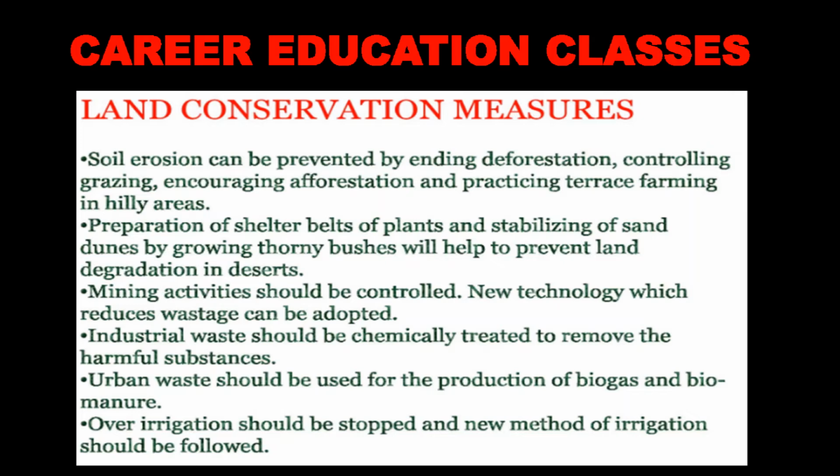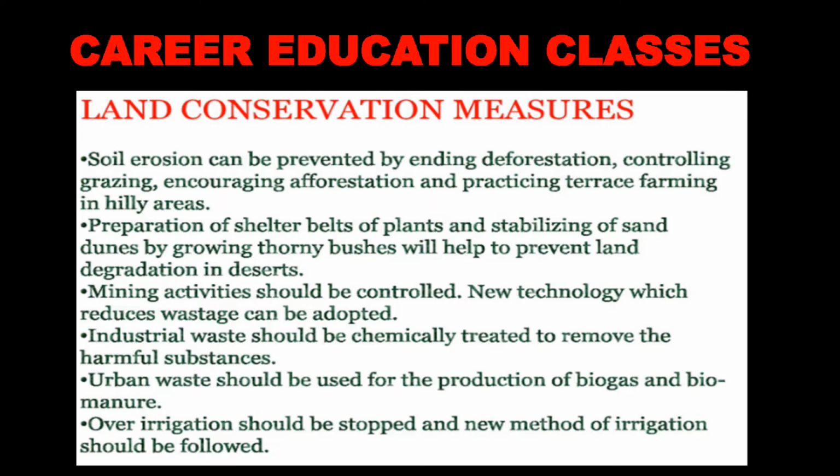Land conservation measures include preventing deforestation, controlling grazing, encouraging afforestation, practicing terrace farming in hilly areas, preparing shelter belts, and stabilizing sand dunes.